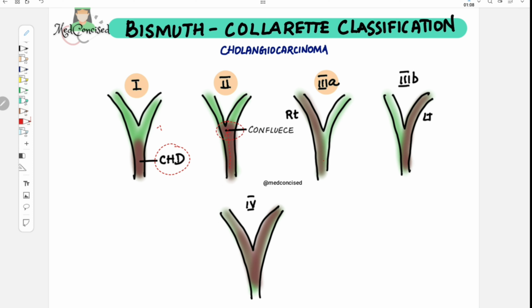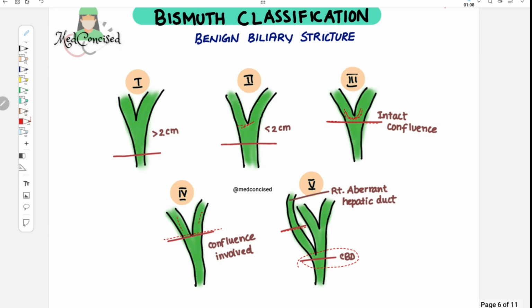So the confluence is destroyed. In type 3A, it's going to the right side, so the common hepatic duct and the right hepatic duct are involved. In type 3B, it's going to the left side, so the common hepatic duct and the left hepatic duct are involved. In type 4, it is involving both the sides, so the common hepatic duct, the right hepatic duct and the left hepatic duct, everything is involved. So yeah, this is very easy to remember. It's going up and up from the CHD, to the confluence, to the right side, to the left side, and to both sides.